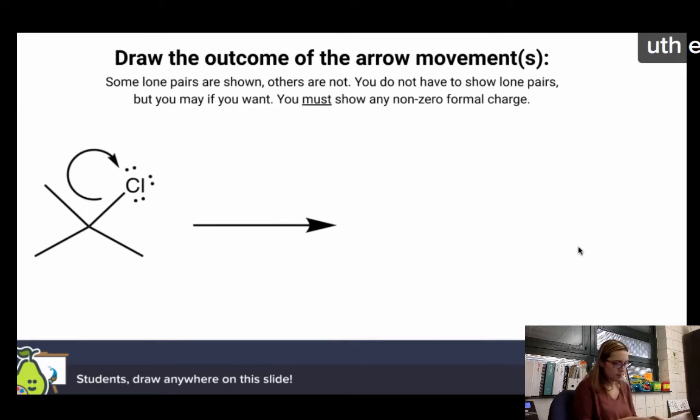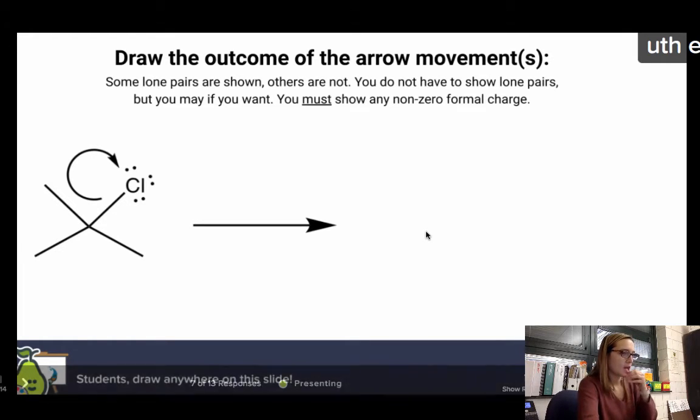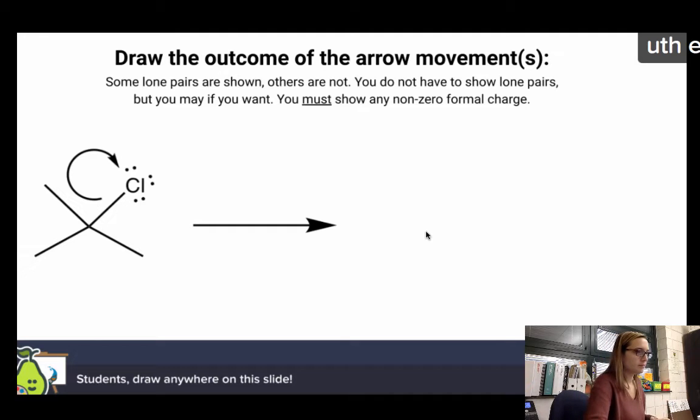And if you need to flip back to the practice on how to draw curved arrows, it shows you, but we'll look at this as well. Good, and I see some people already are paying attention to formal charge as well.